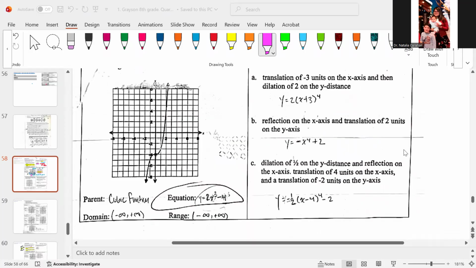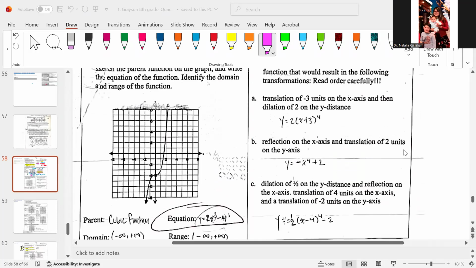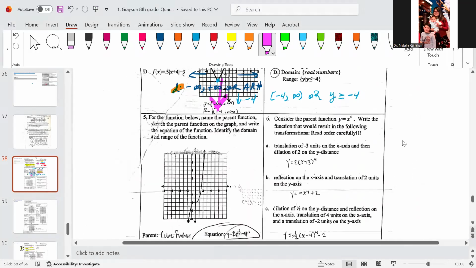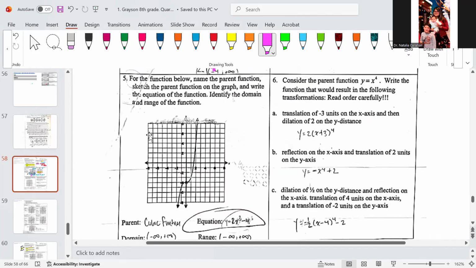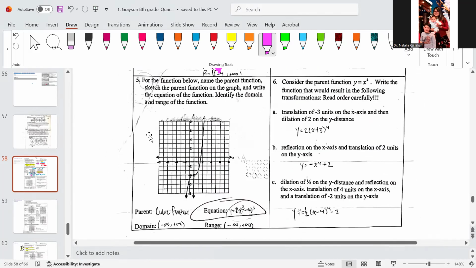Did you miss any of the other ones over here? Circle the equation for number 5 and 2. So let's just go ahead and correct it, okay? Maybe he'll give you half that. So write down for number 5. For the function below, name the parent function.